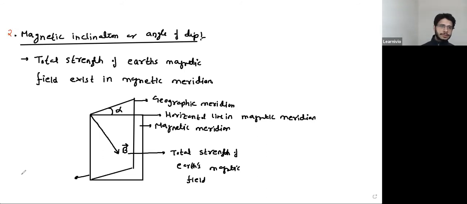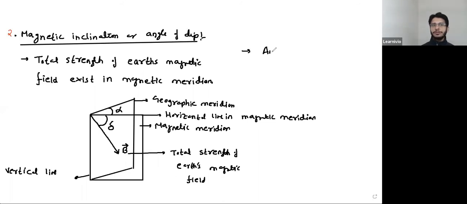And this is a vertical line in magnetic meridian. So this angle between the total strength of Earth's magnetic field and a horizontal line in magnetic meridian is represented by delta, and this is the angle of it.